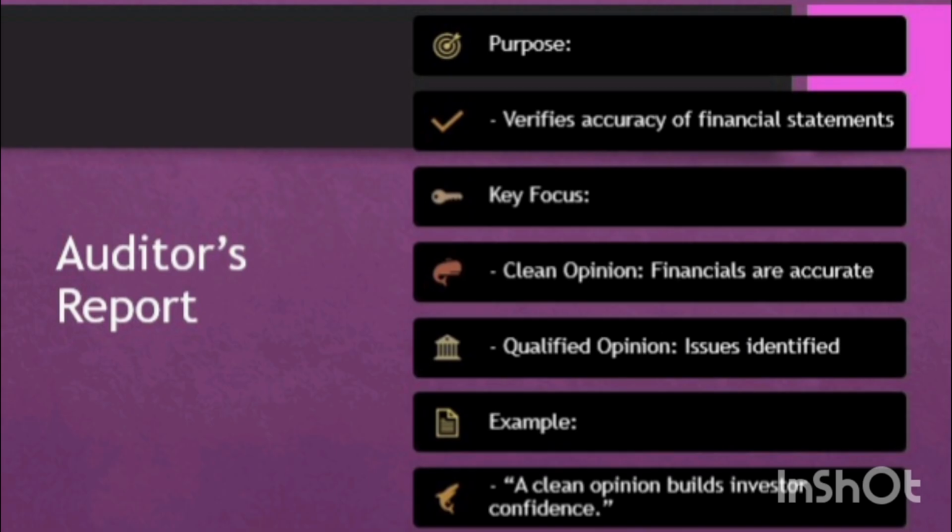What to focus on? Clean opinion versus qualified opinion. A clean or unqualified opinion means the financial statements are accurate and in line with accounting principles. A qualified opinion means there were issues with the financial reporting. For example, if you see a qualified opinion, it might indicate that the company's financial statements have some discrepancies or areas of concern that could affect your analysis.